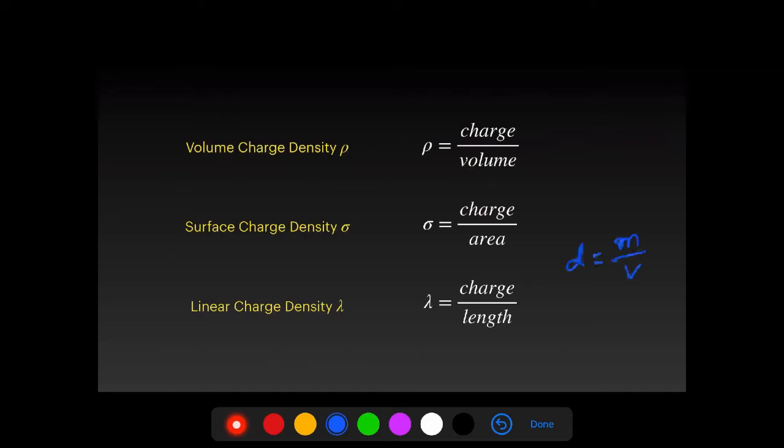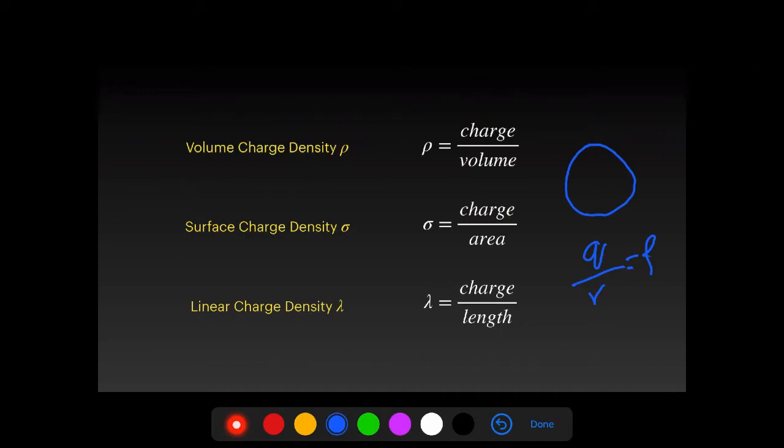If it is a volume, suppose we have a volumetric body like a sphere, then we will find the total charge on the sphere divided by the volume of the sphere. Then we will get the volume charge density. It is represented by rho.